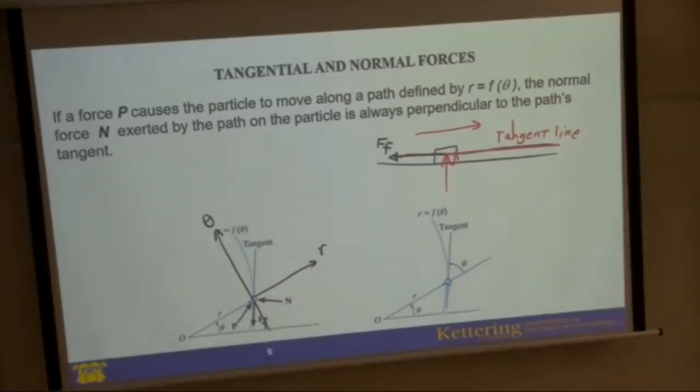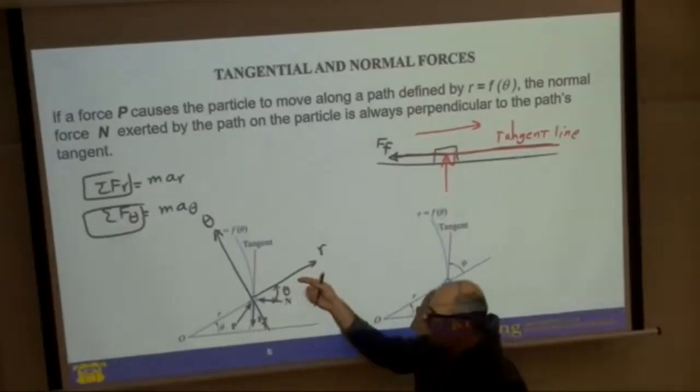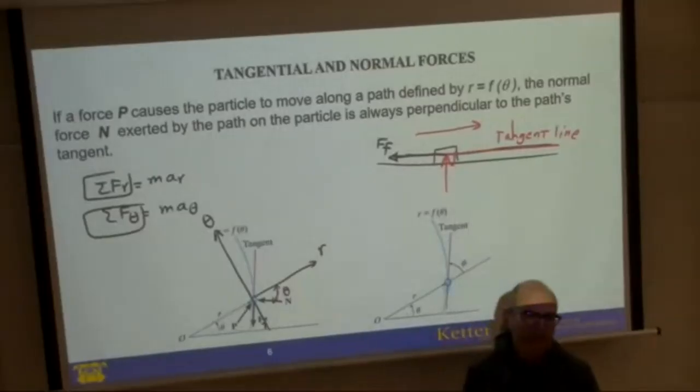If I want to use these equations, sigma F_r equals m a_r, sigma F_theta equals m a_theta, I need to find the forces along r and theta. To find the forces along r and theta, I need to find this angle. For example, if I have this angle, N cosine theta will be along r, and N sine theta will be along theta.